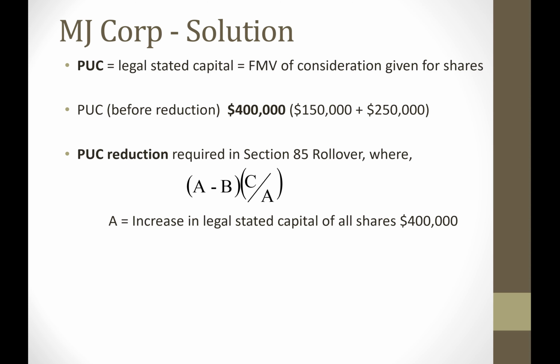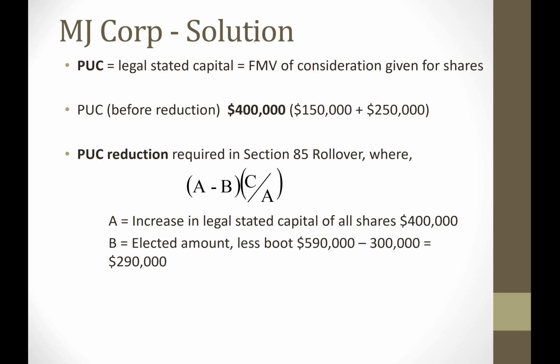That's the 400,000. B is going to be the elected amount minus the boot. The elected amount again was 590,000. The boot, the note, was 300,000. So the B component is going to be 290,000. And then the C amount is the fair market value of the particular class of shares, whether that be the preferred or the common shares.